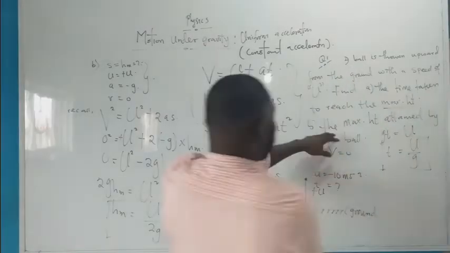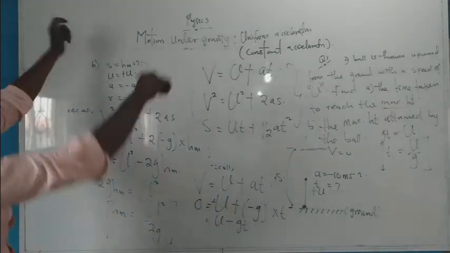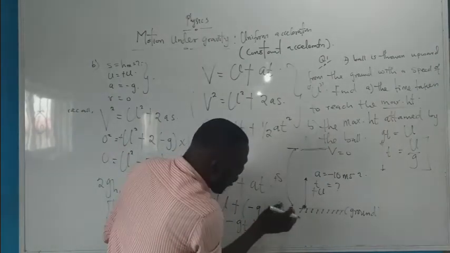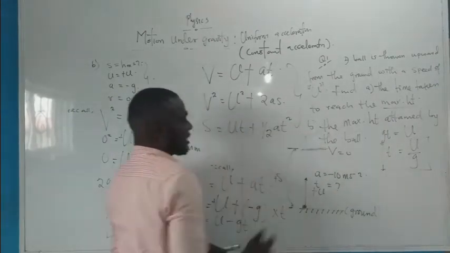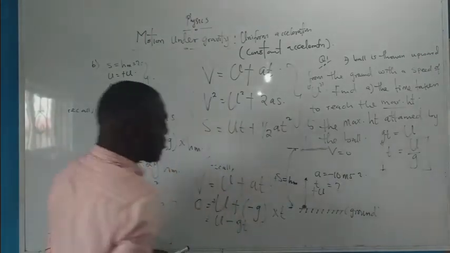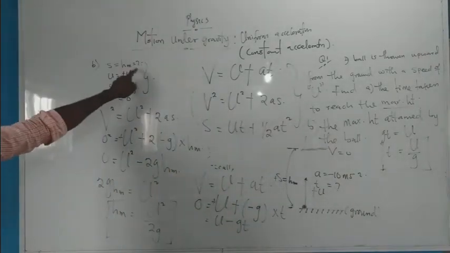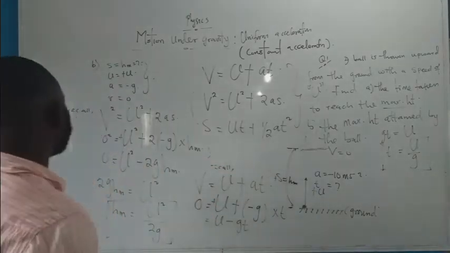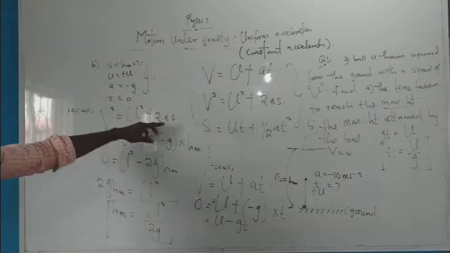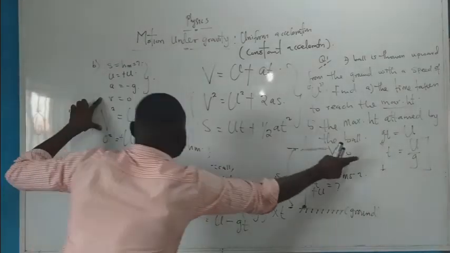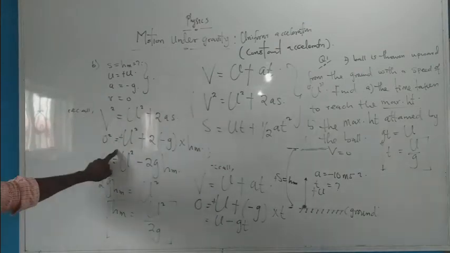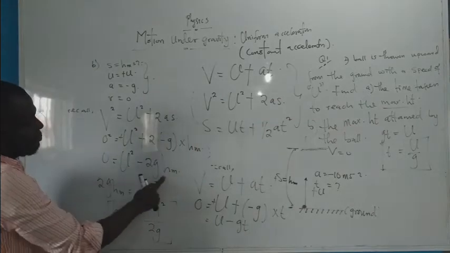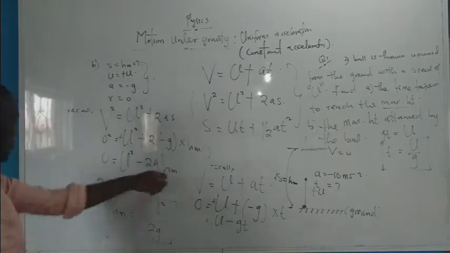The second one, we have to find the maximum height attained. That is the displacement of the ball from the ground level up to this height, which is h_m. So u is this, a is minus g, and v is equal to 0 at maximum. Recall that v squared equals u squared plus 2as. V is 0 at maximum, 0 squared is 0, u squared plus 2, a is minus g, s is h_m. This goes to the other side.